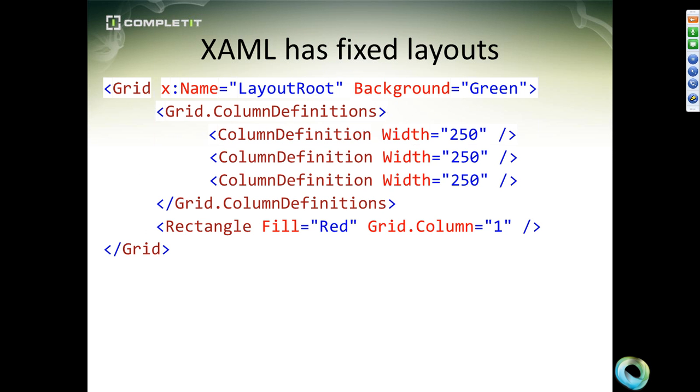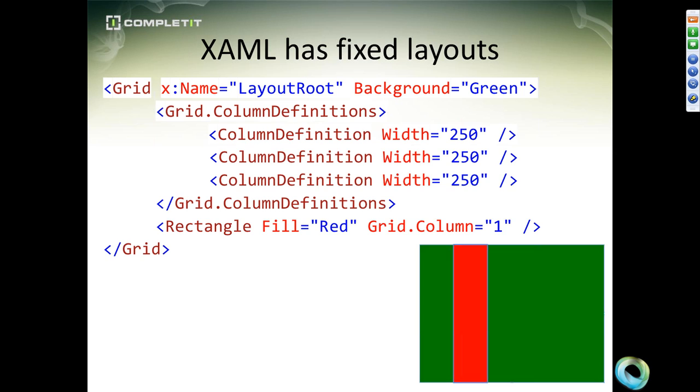If you look at this XAML here, this is actually a fixed layout. You have a grid that in this case has 3 defined columns with a width of 250 pixels. Now if we want to highlight or focus the user's attention on the red rectangle that you see there, it's actually not possible to do it this way.